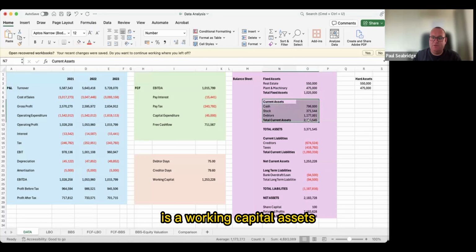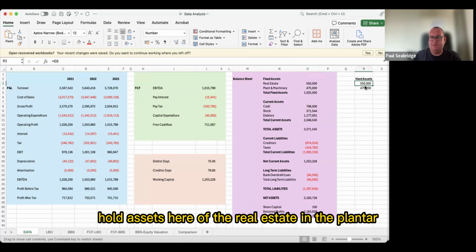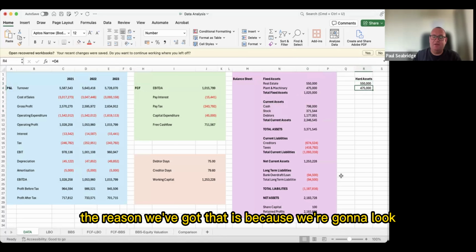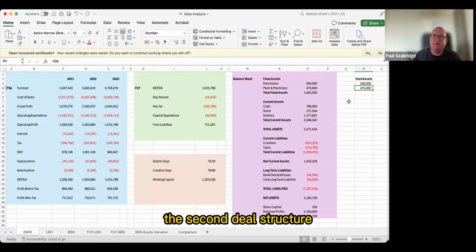This is more of a working capital asset. So we've just got the hard assets here of the real estate and the plant and machinery, and the reason we've got that is because we're going to look at those assets in the second deal structure, not in the LBO structure, and how we factor those into the deal.